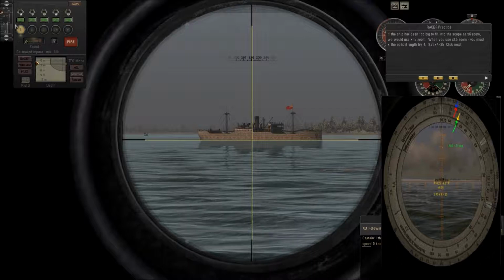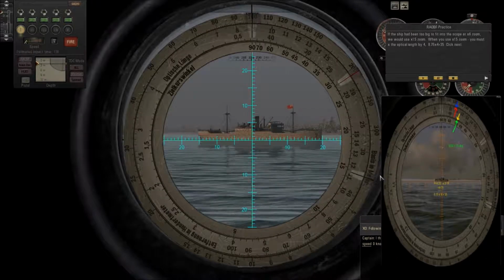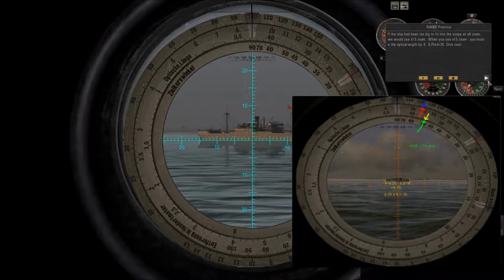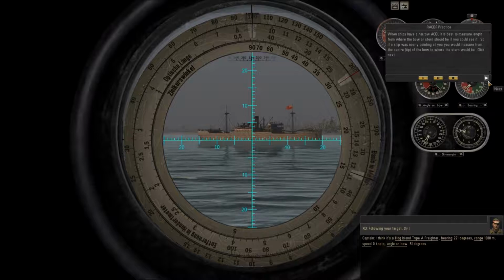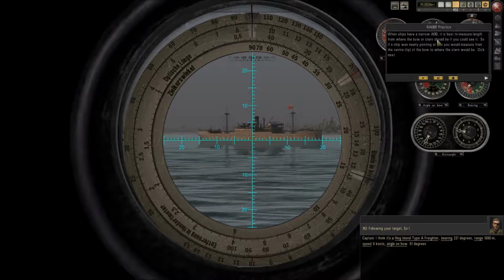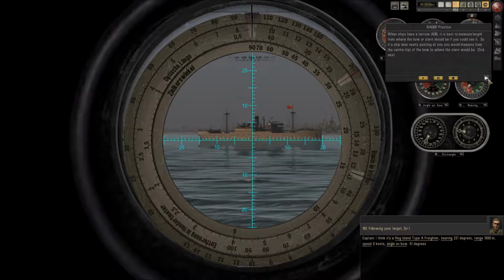And I put back here, and this I will put back. Next, when the ship has a narrow angle on bow, it is best to measure the length from where the bow or the stern should be, if you can see. So if a ship, next.